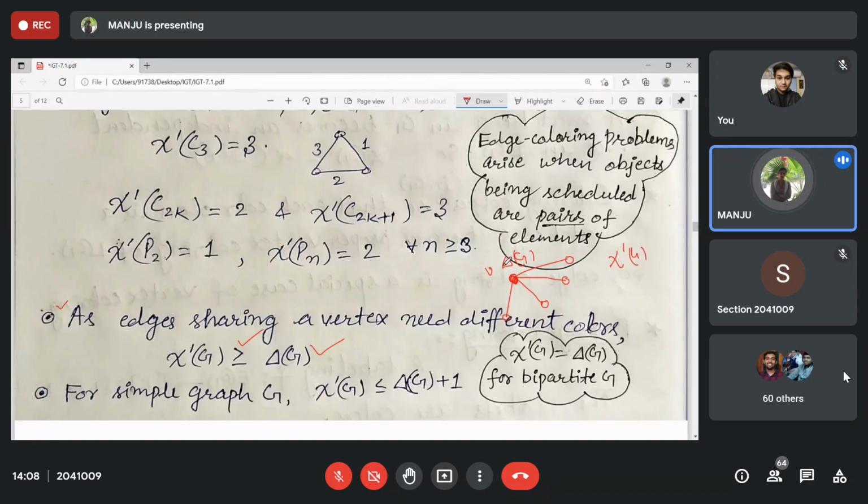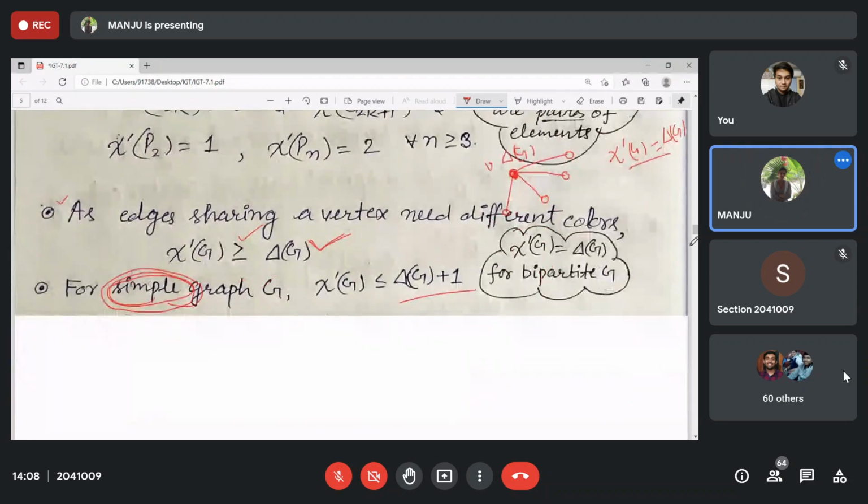This is at least delta G, and at most it is delta G plus 1. This is for a simple graph, whenever you don't have any multi-edges, then at most this one. And this is for all graphs, at least this one. For a bipartite graph, you have equality. You can check it for bipartite.